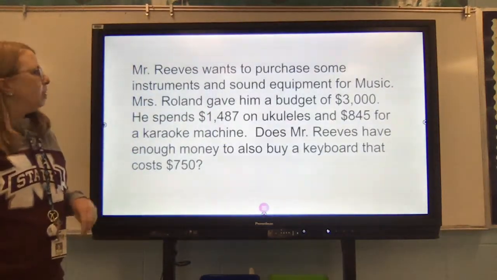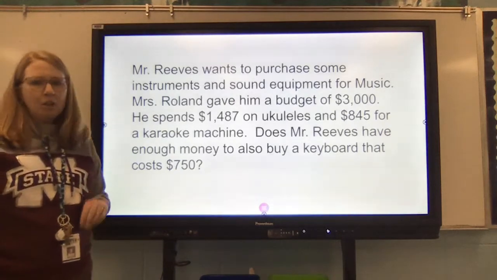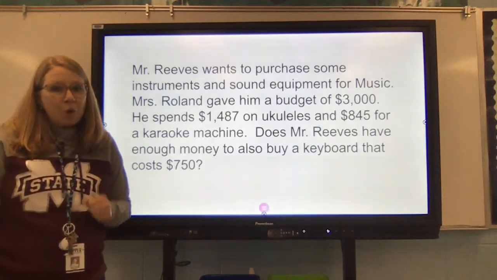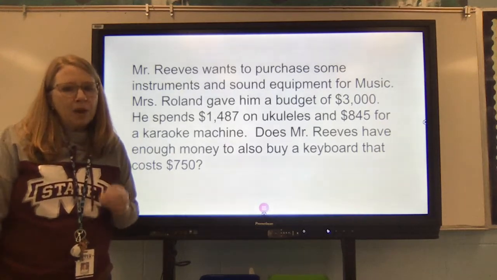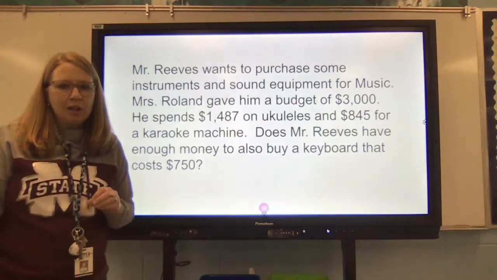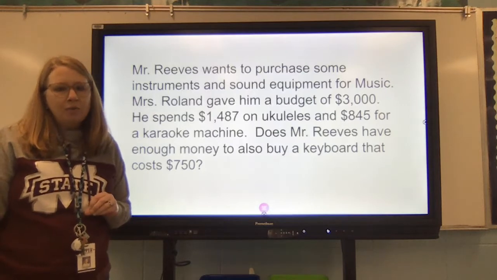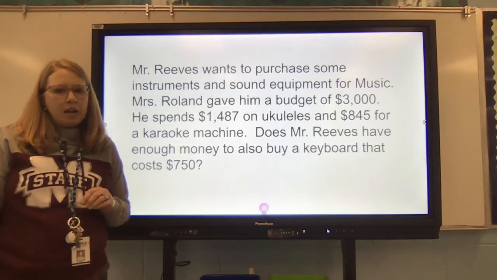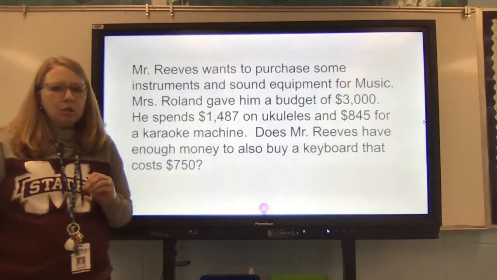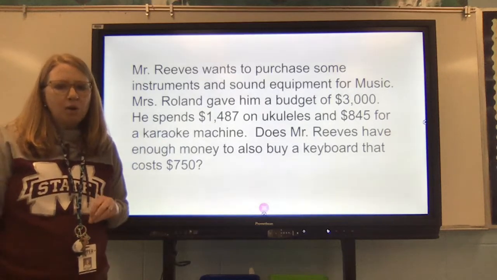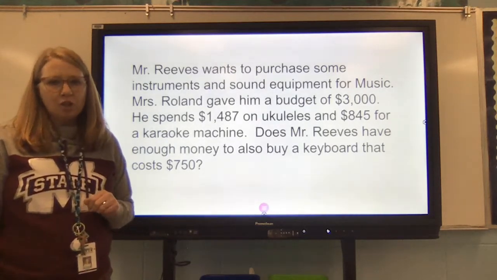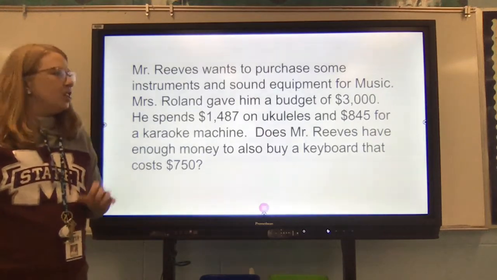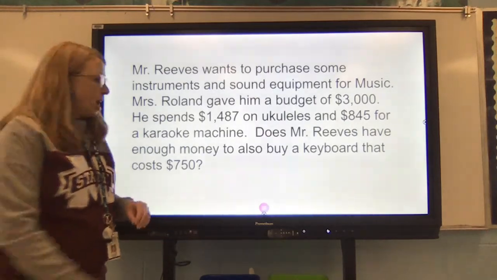Mr. Reeves wants to purchase some instruments and sound equipment for music. Miss Rowland gave him a budget of $3,000. He spends $1,487 on ukuleles and $845 on a karaoke machine. Does Mr. Reeves have enough money to also buy a keyboard that costs $750? All right, so let's start with our CUBES.